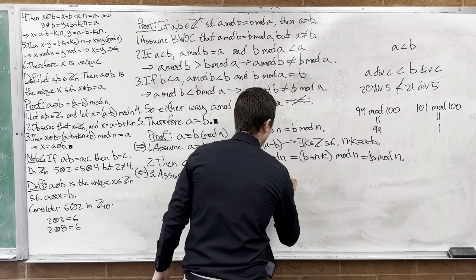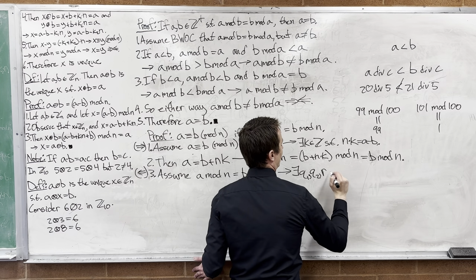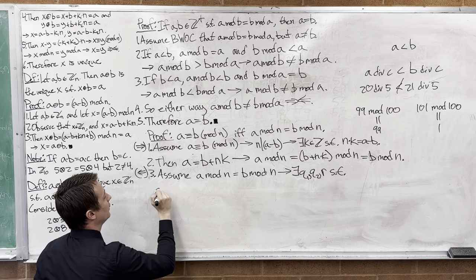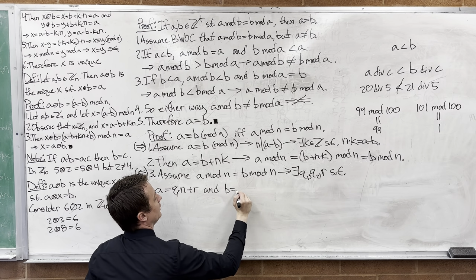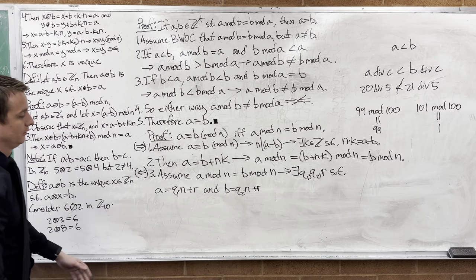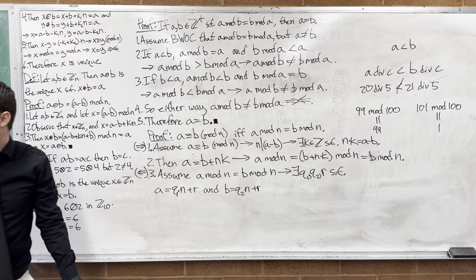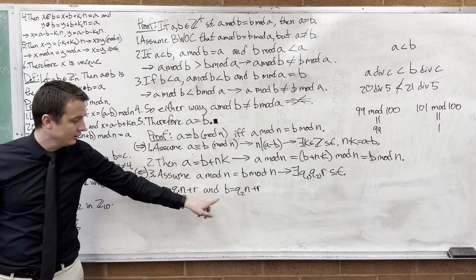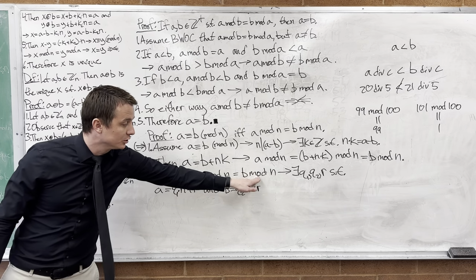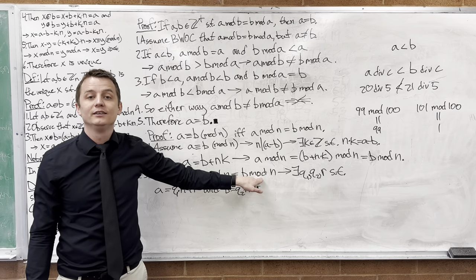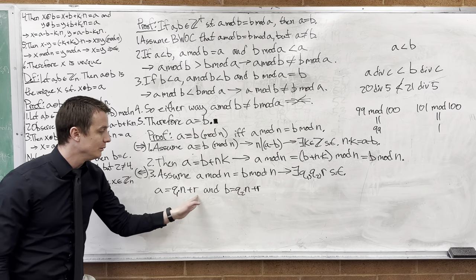I know that there must exist q1, q2, r such that a is equal to q1 times n plus r and b is equal to q2 times n plus r. How do I know that the remainder for this is the same as the remainder for this? I have a q1 and a q2 here. How come I don't have an r1 and an r2? Because a mod n is equal to b mod n. What is a mod n? It's its remainder. What's b mod n? It's its remainder. So they have the same remainder. That means when you express them this way, their quotients could be different, but their remainder has to be the same.